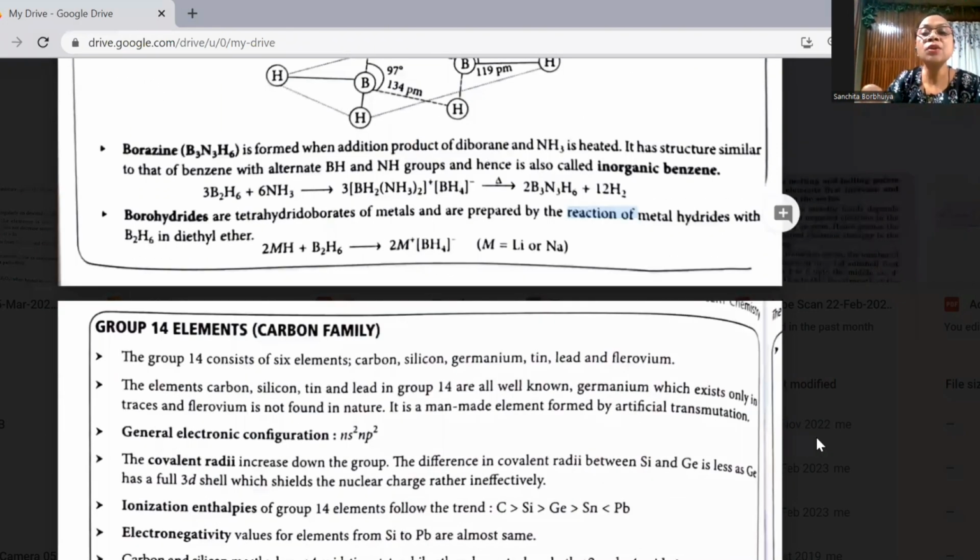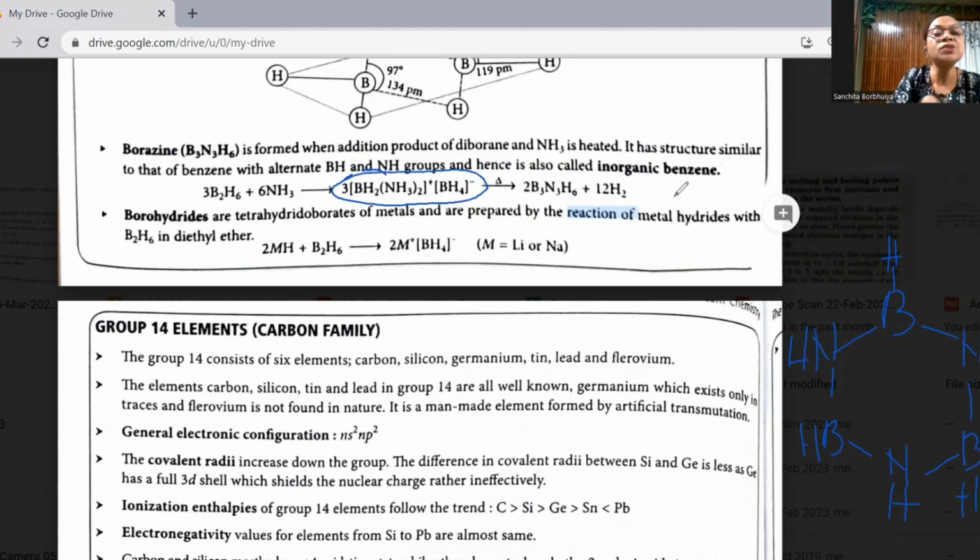So it has alternate boron, nitrogen, boron, nitrogen, and each of these has a hydrogen. So this is your inorganic benzene, which is called borazine. And how is it prepared? Put ammonia in diborane and you get your complex.